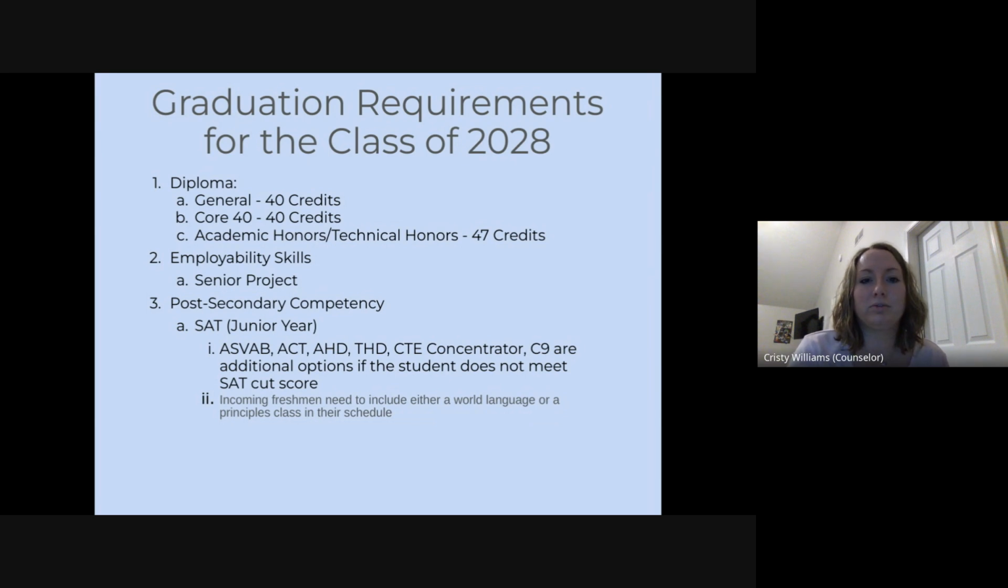We usually reserve the general diploma for students who struggle in math, and so that really doesn't even become a conversation with your student unless necessary late in high school. And like I mentioned before with the graphic on the last page, there's also a box that's called employability skills.